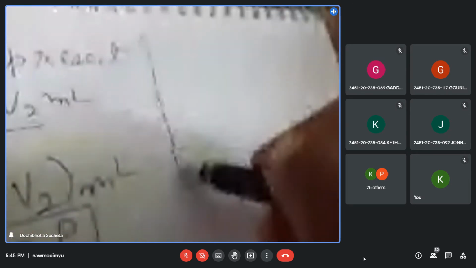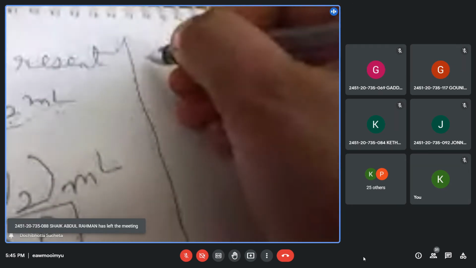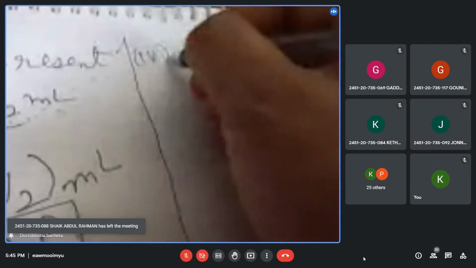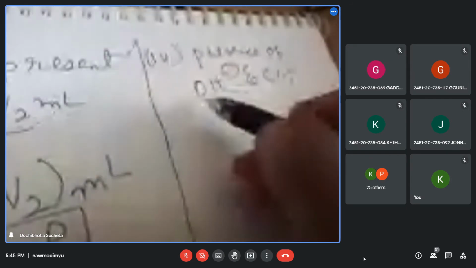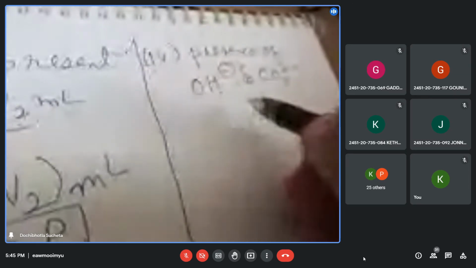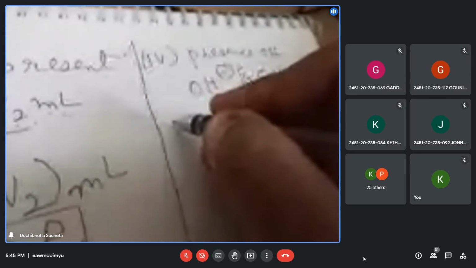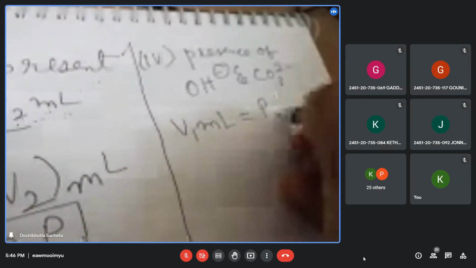What is the next combination? Presence of OH minus and carbonate. Okay. The fourth option is presence of OH minus and carbonate. Because OH minus and carbonate both are strongly alkaline, they give pink color with the test solution. Upon titration, the color changes to colorless. I'll write that as V1 ml, V1 ml, which is equal to P.